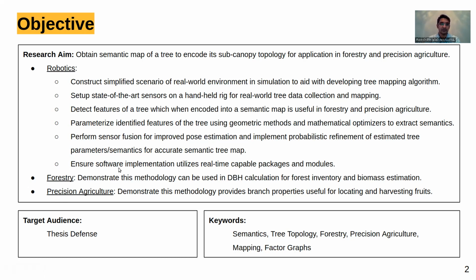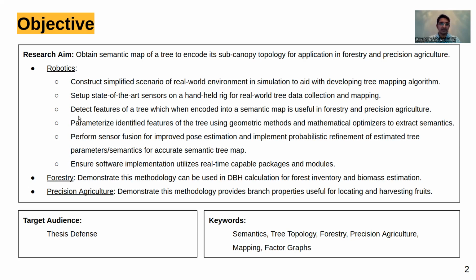These are the 6 main contributions from this thesis. First off, I started by implementing a simplified scenario of the real world in simulation. Using this simplified scenario, I was able to develop the core or baseline tree mapping algorithm. Along with this, I made a handheld sensor rig setup which could be used to collect real-world data of trees, so that this collected data could then be fed into the tree mapping algorithm to perform mapping in the real world.